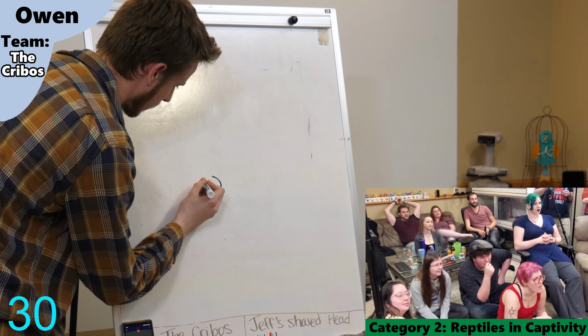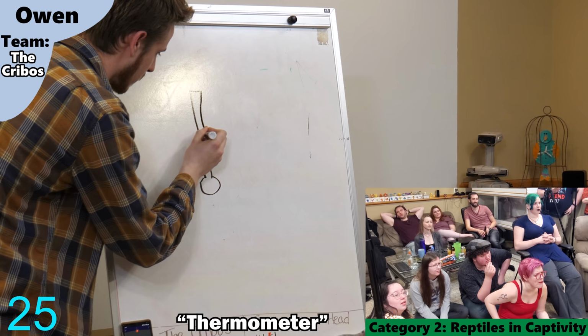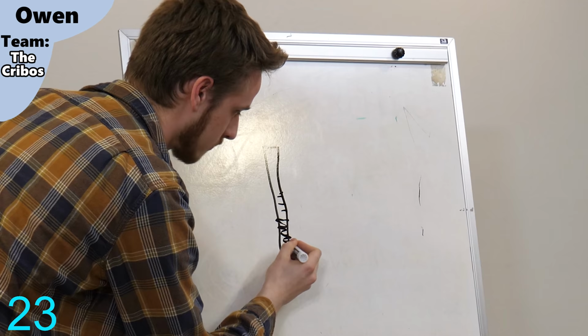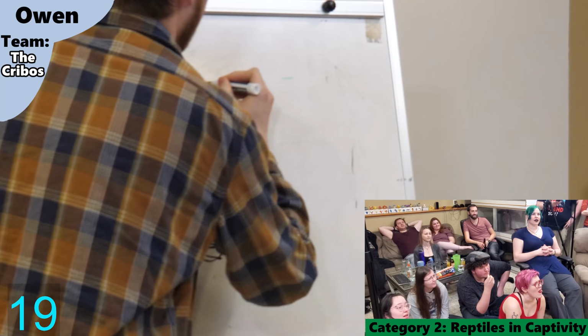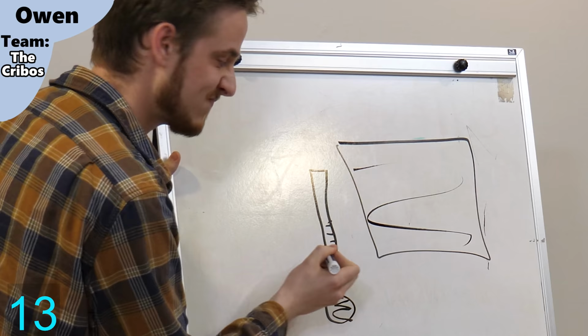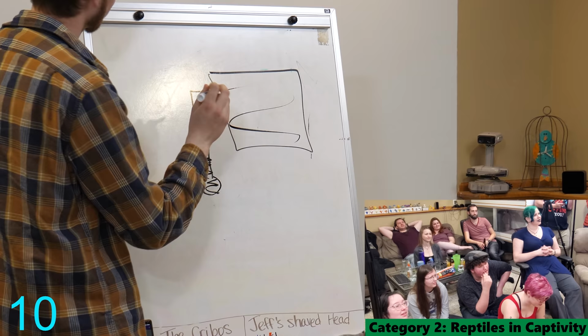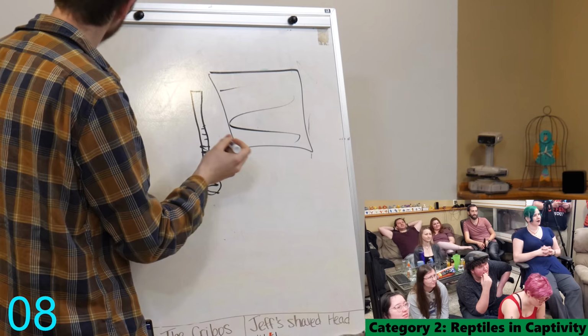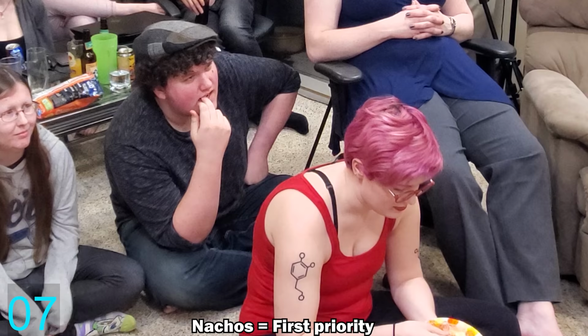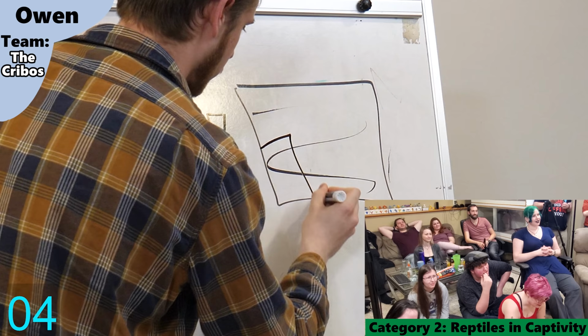Thermostat. Thermometer. Thermoregulation? Too hot. Thermometer? I don't know. Thermostat. Heat pad? Heating. Heat mat? Heat regulation, thermostat. Heat tape. Thermoregulation. That's it. Right. I'd say gradient.